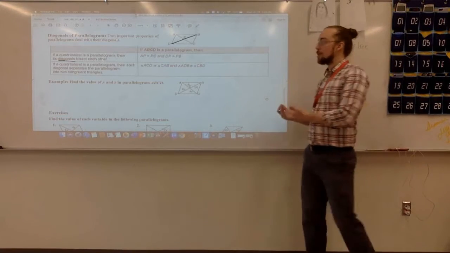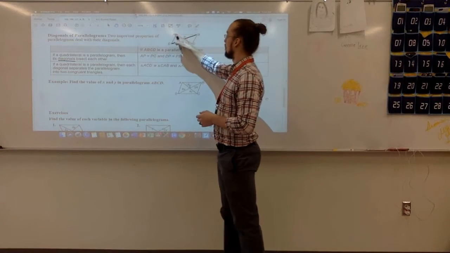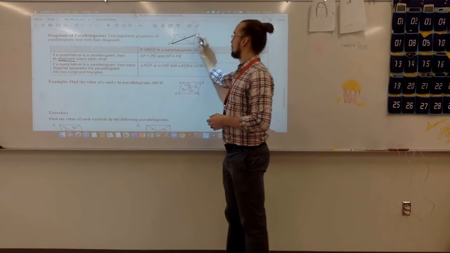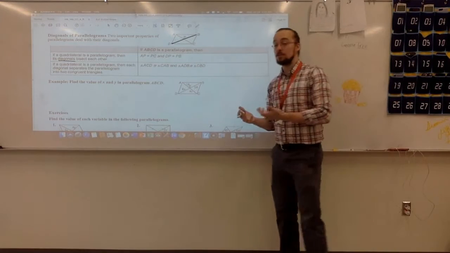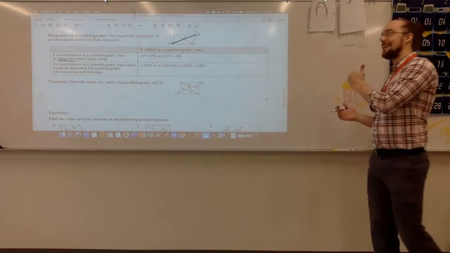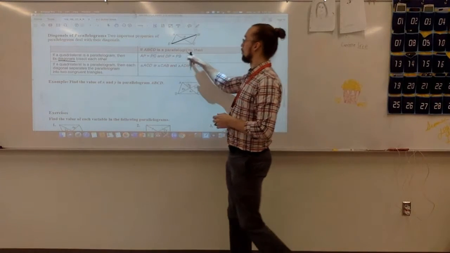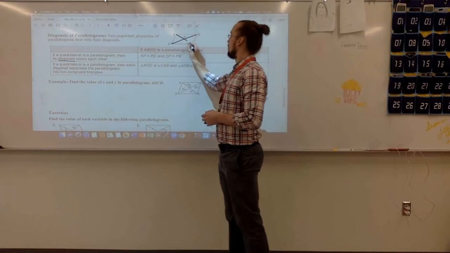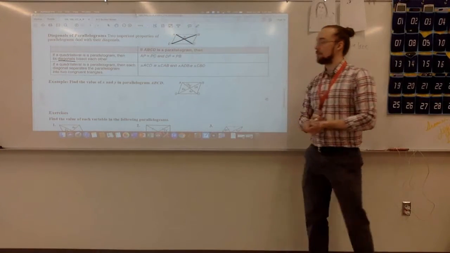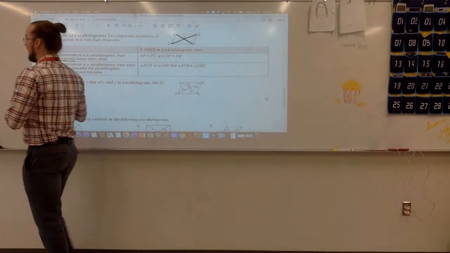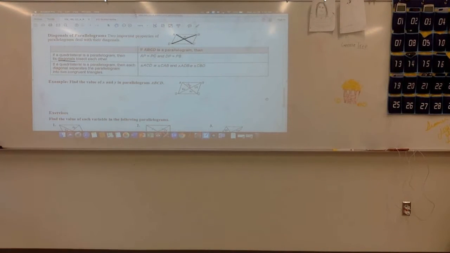Okay, so what that means is we have our parallelogram A, B, C, D. If I draw a line to connect two of the vertices that don't already have a side between them, that line is called a diagonal. So here, BD and AC would be diagonals. Right? So this says if we have our diagonals drawn in, they bisect each other. What does bisect mean?